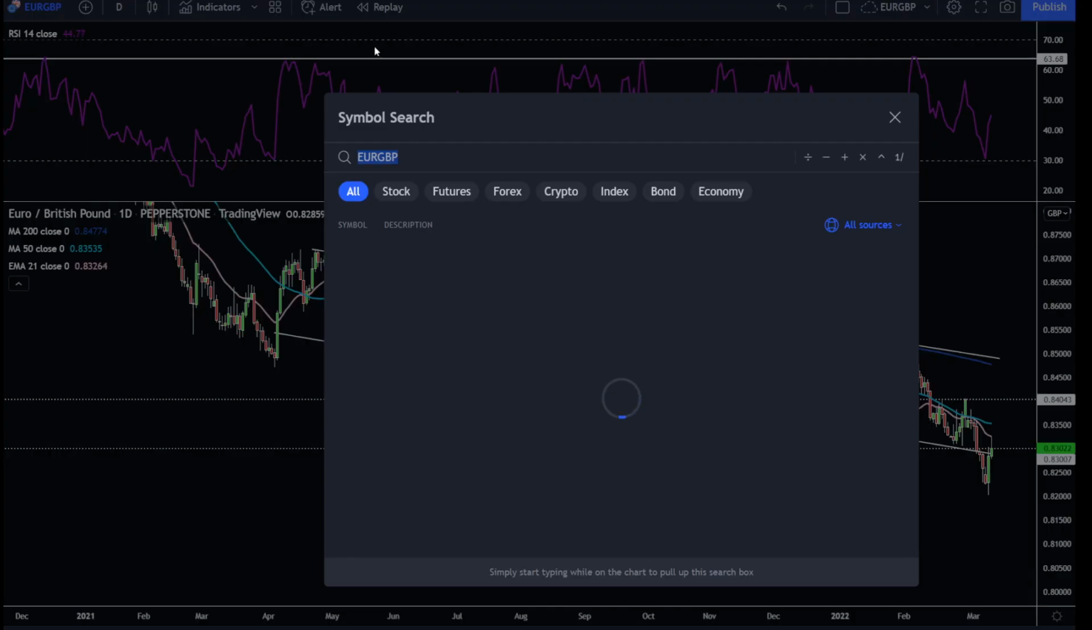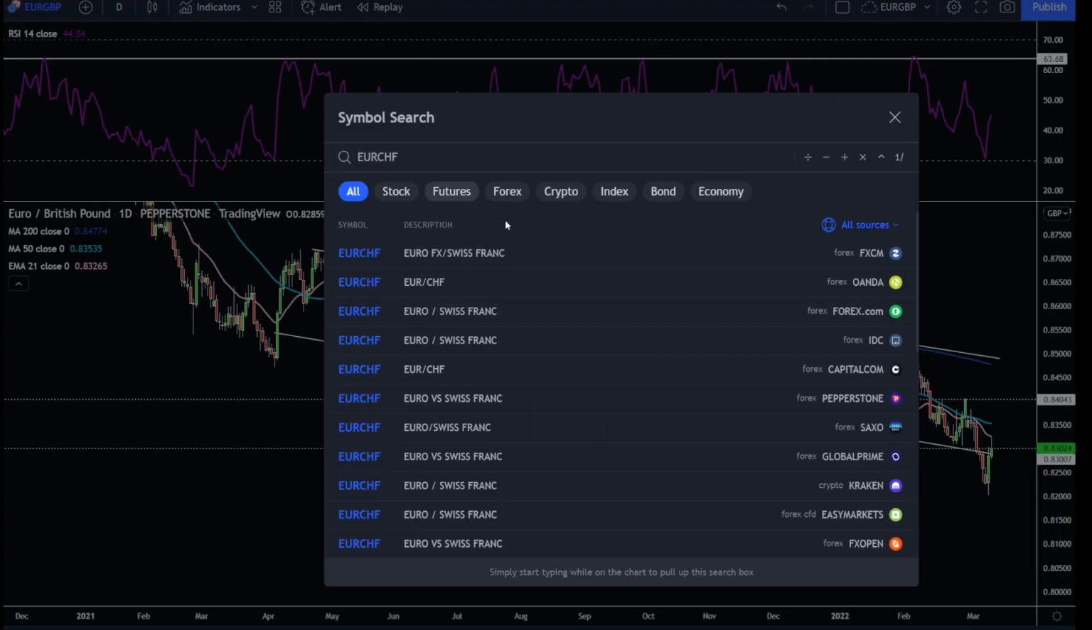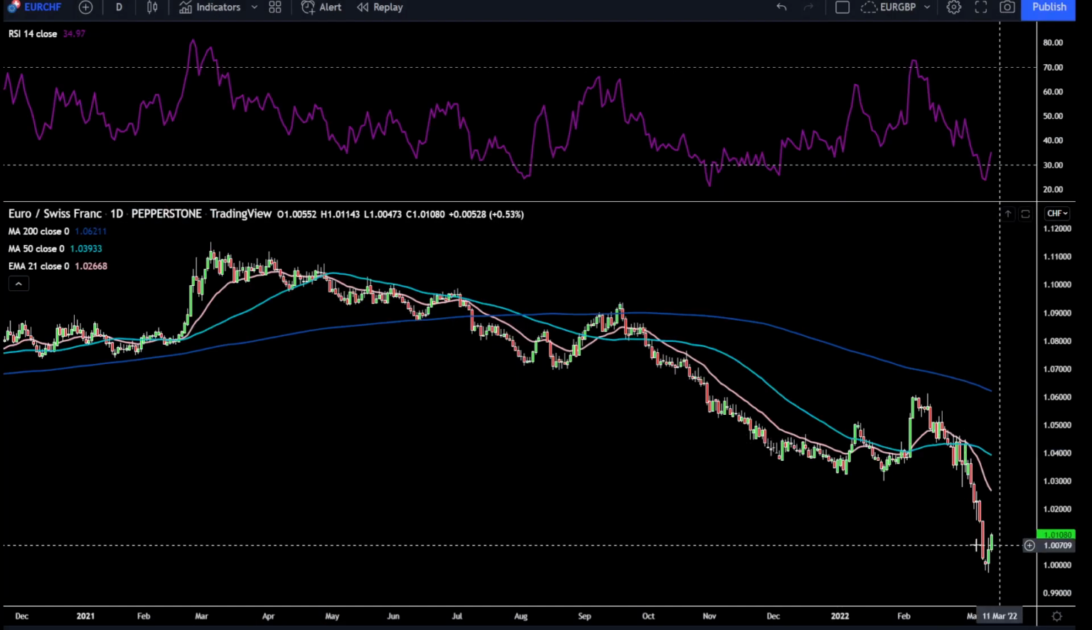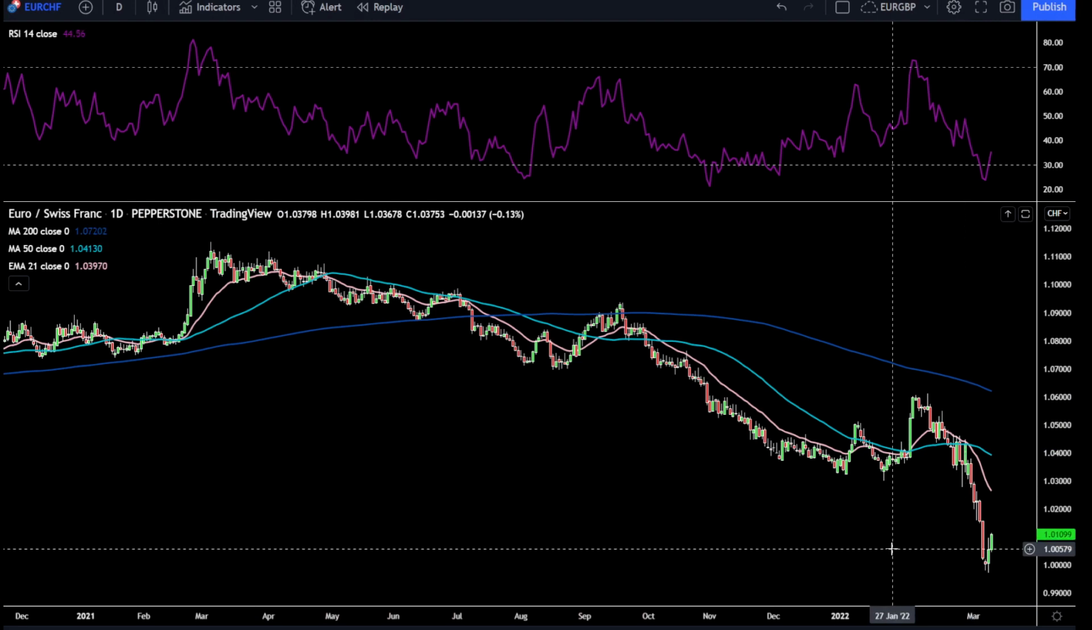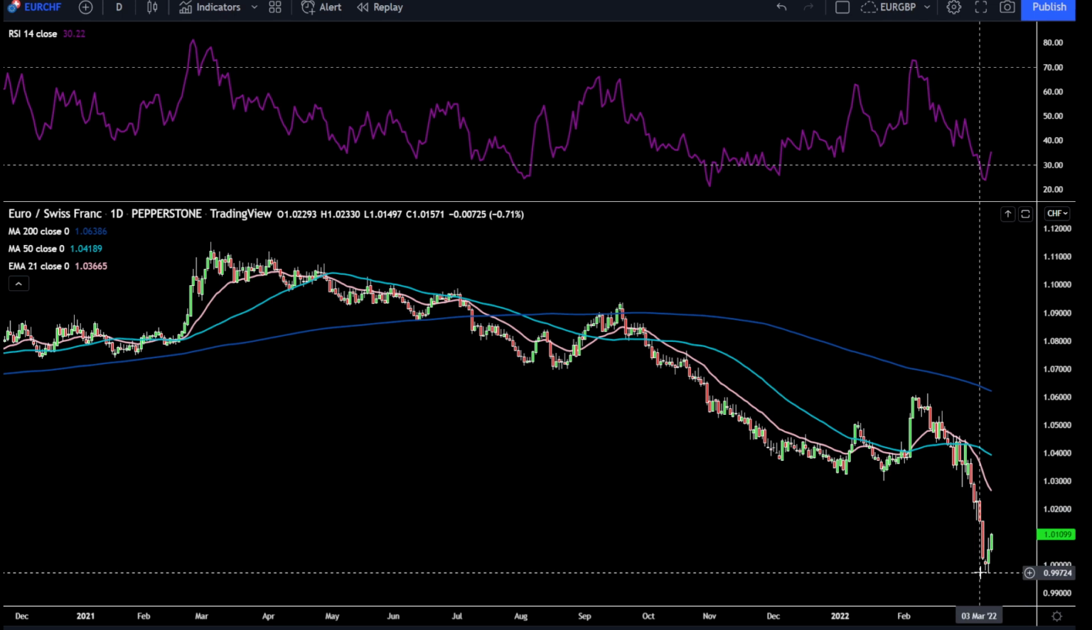I also just want to take a quick look at Euro CHF, just because we broke that parity level, which hasn't been broken since 2015 when they removed the peg to the euro at 1.2. So we saw it break below parity very, very minorly overnight last night.